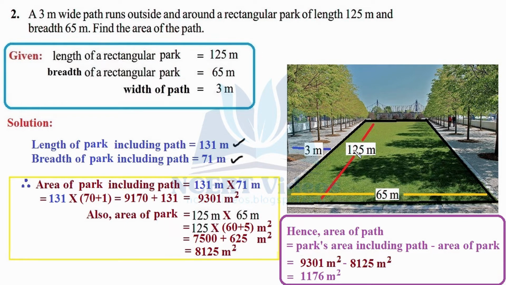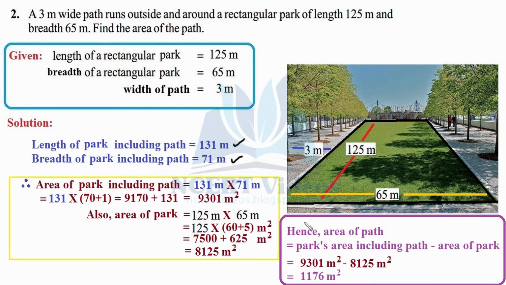Now area of path will be 125 into 65, that is length into breadth. Now we will solve it as we did in previous part. So 125, writing 65 as 60 plus 5, and meter into meter is meter square. 125 into 6 gives you 750 and fix 0 to it. Plus 125 into 5 times is 625. Now add it, you get 8125 meter square.